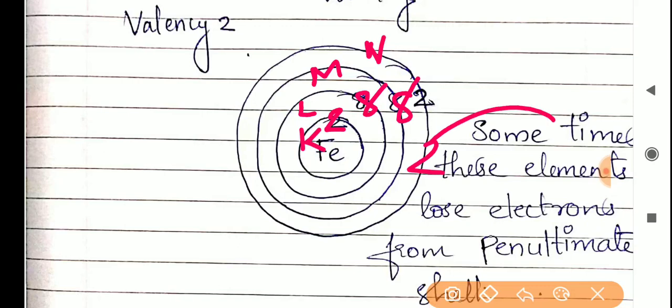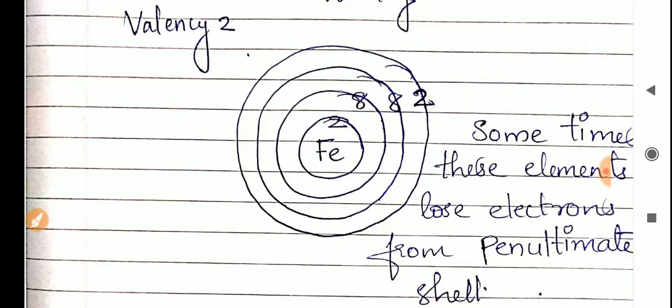electrons from 2 different shells. We know that an atom will always lose electrons from the last shell, the outermost shell. But some elements will lose electrons from their penultimate shell also. What is penultimate? Penultimate shell means the second last shell. That means this shell and this shell, the two shells.